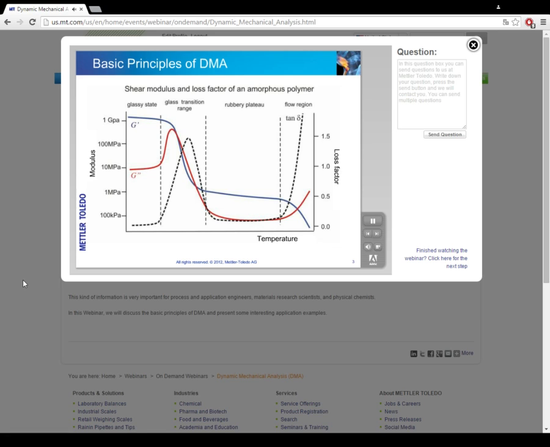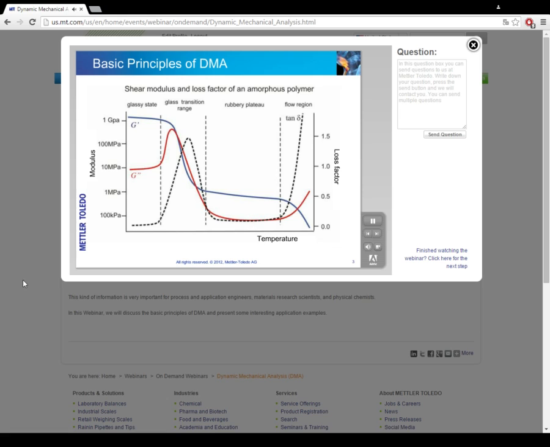They describe the elastic behavior of the material in this temperature range. The elastic modulus is measured in units of Pascal, megapascal, or gigapascal. 1 Pascal is equal to a force of 1 Newton per square meter. In the glassy state, the polymer is almost ideally elastic, and the value of the storage modulus G' is very high. As we move from left to right along the temperature axis, we first enter the glass transition range.